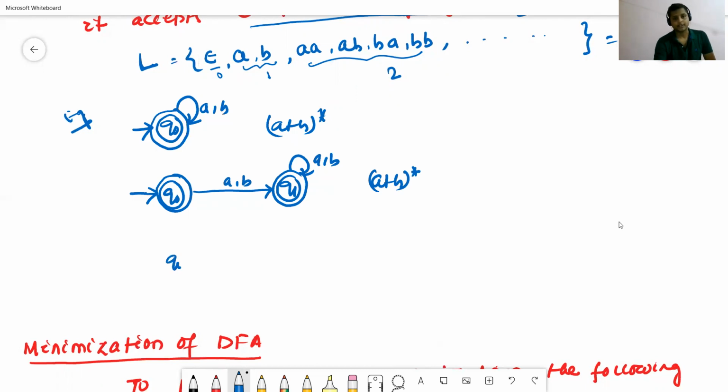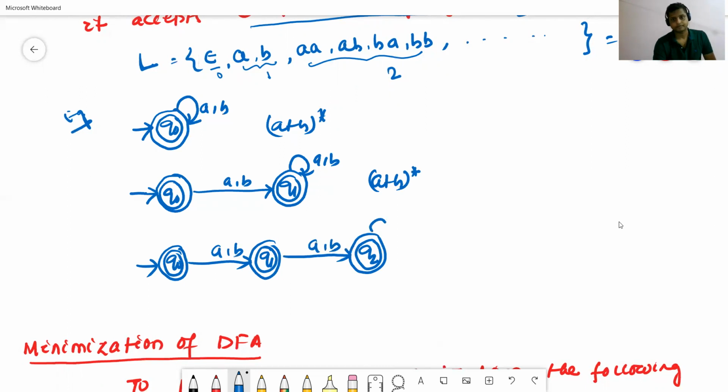Suppose one more example: Q0 is the final state, Q1 is the final state, Q2 is the final state. Here all states are final, with A comma B transitions. Since all states are final in the given DFA, this DFA also accepts (A plus B) whole star. This DFA also accepts the complete language.